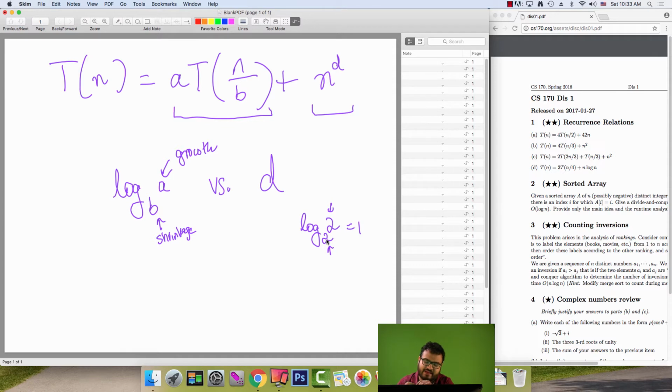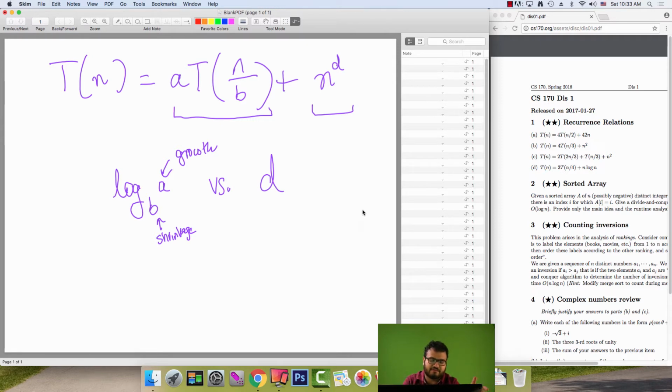Well, what if we have something like this? Now, our growth is bigger than our shrinkage. And this number is actually going to be bigger than 1. Right? Because we know that log base 2 of 4 is 2, and log base 2 of 2 is 1. So that means this number is bigger than 1. So this says, OK, you are growing faster than we are shrinking, so there's some work happening here. And we compare these two functions, d and log base b of a.